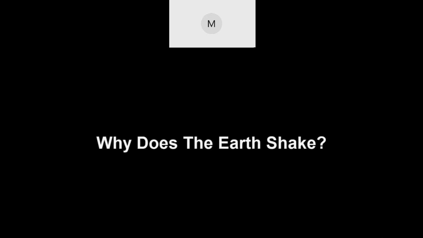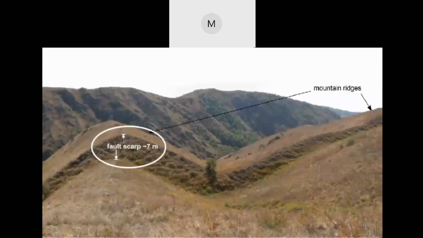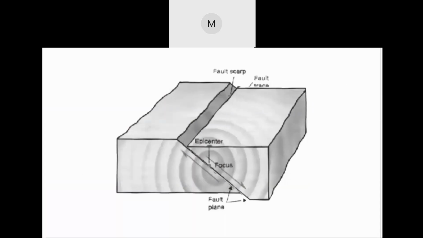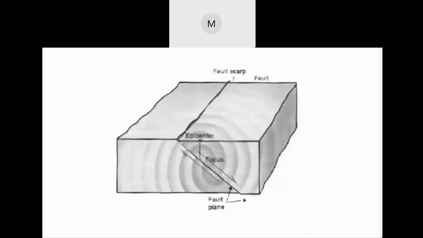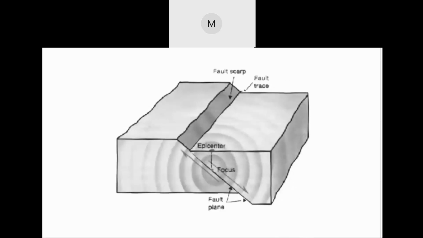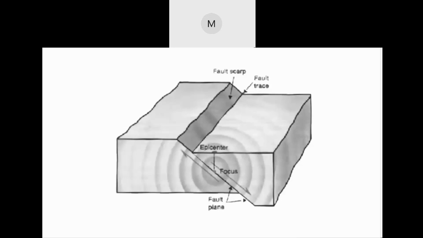Now the question is, why does the Earth shake? To understand that, you will have to look at this picture. This is a fault. A fault is a sharp break in the crustal rocks. Rocks near a fault tend to move in opposite directions. That creates friction, but at some point, their movements overcome the friction. As a result, they slide past one another. This causes a release of energy, and the energy waves travel in all directions.